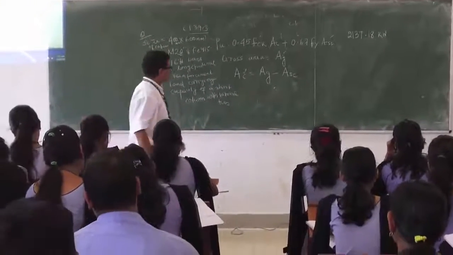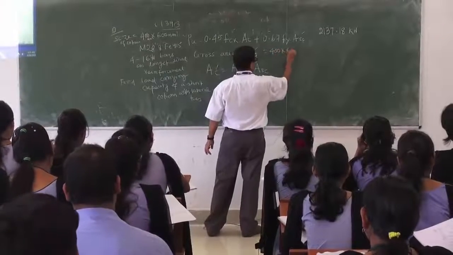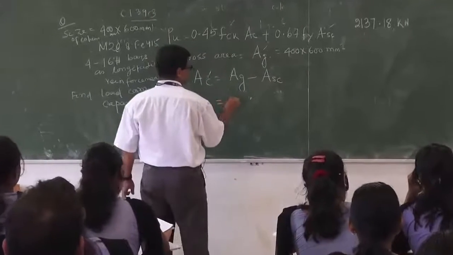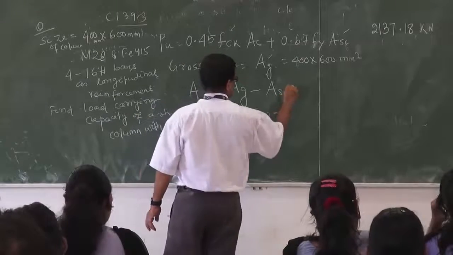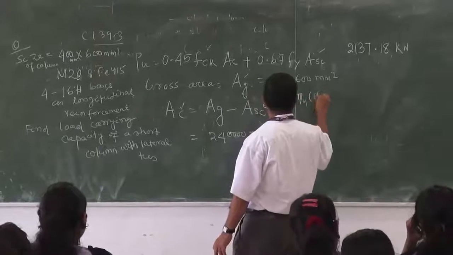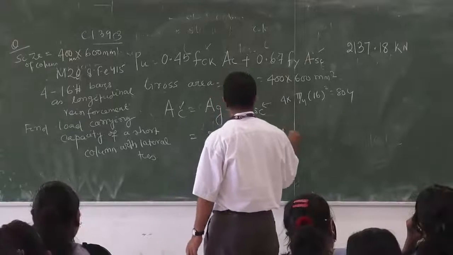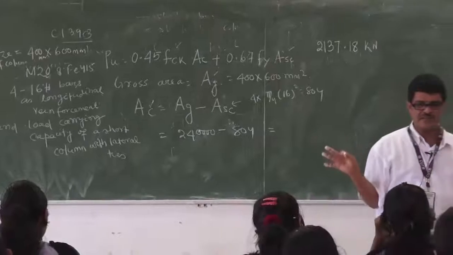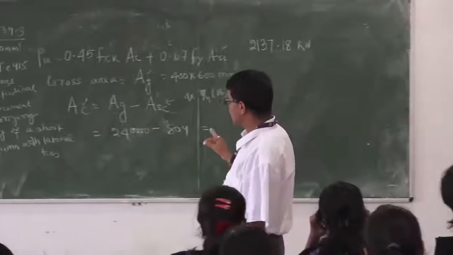So simple, put gross area AG is equal to 400 into 600 millimeter square. Then find out AC, that is equal to AG, 240000 minus AC is 4 number 16, so 4 into pi by 4 into 16 square. This comes out to be 804. So minus 804, so find the AC value. Then put all the values here and just put the formula, get the answer. So this is the load carrying capacity of a short column with lateral ties.